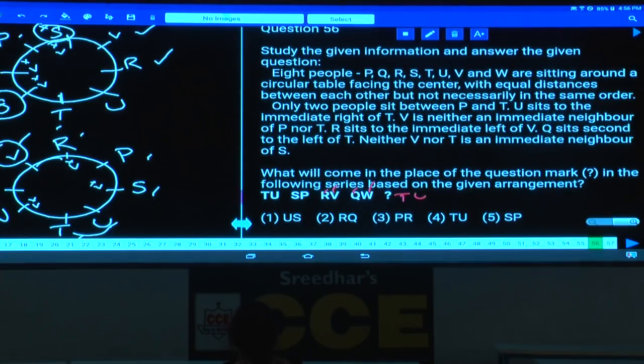T and U. Now starting from T, now we are writing all the persons in the anti-clockwise direction. TU, SP, RV, QW, again TU, that is choice 4.